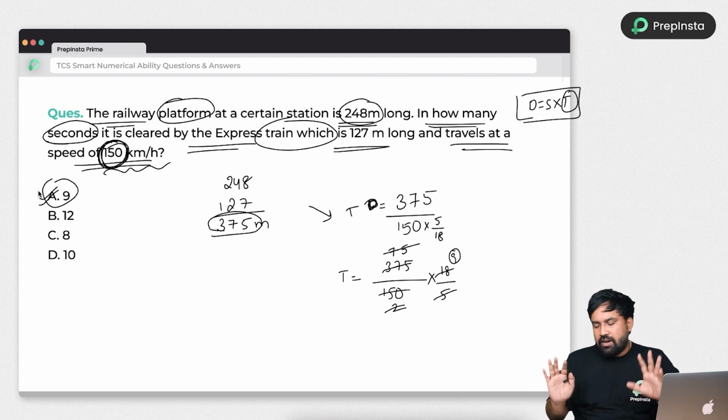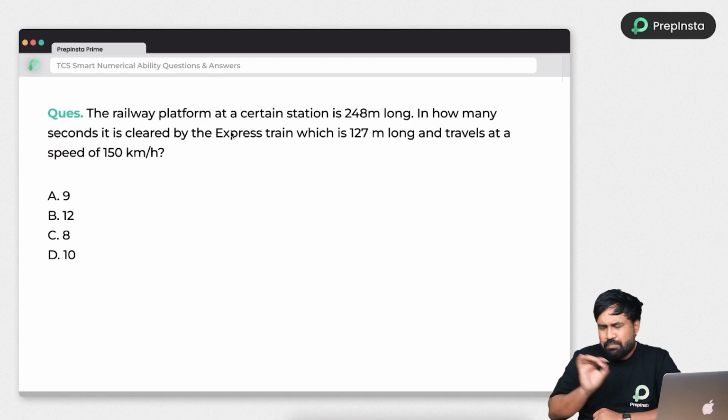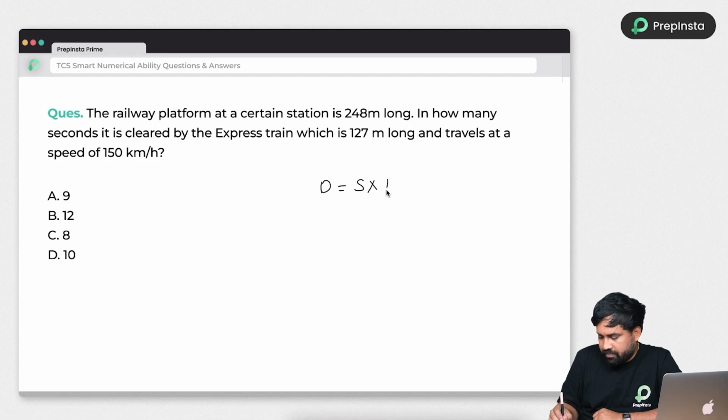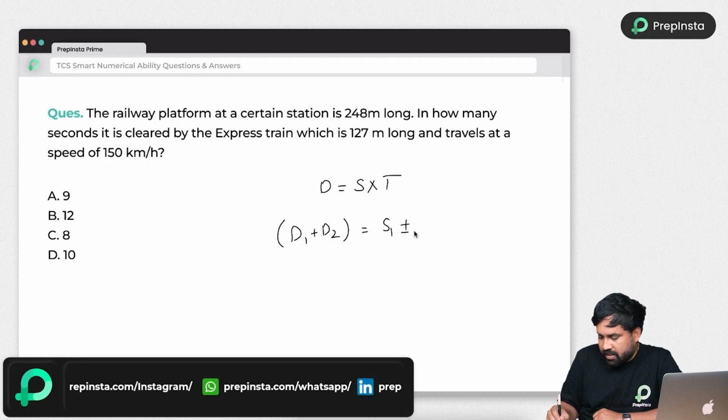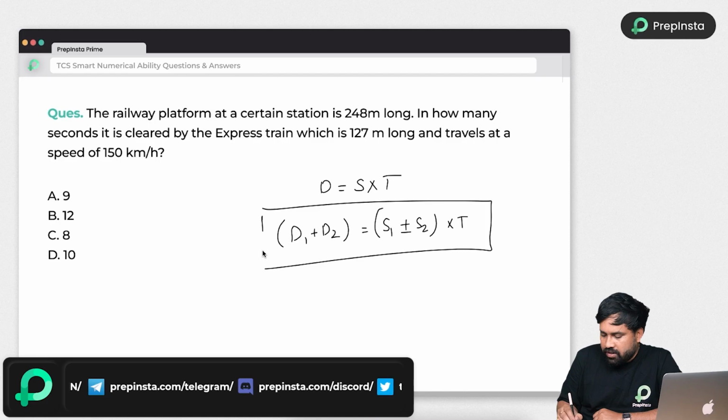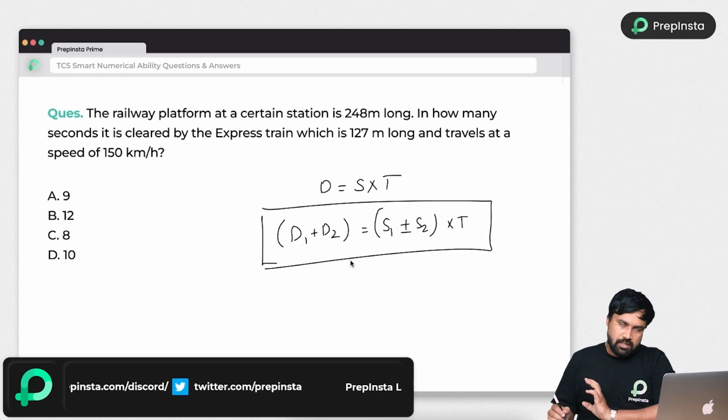So here I will tell you the concept, which is simple. Distance is equal to speed into time, and distance will become d1 plus d2 is equal to s1 plus or minus s2 into t. This is the generalized concept we always use for time, speed, distance.